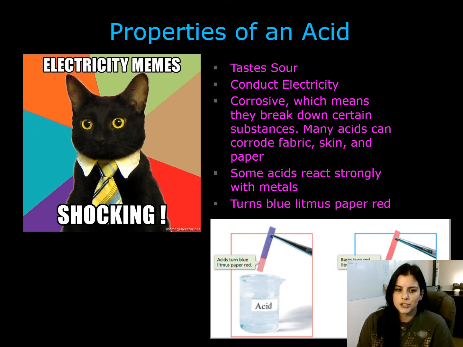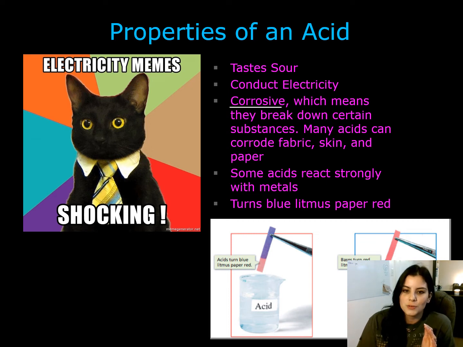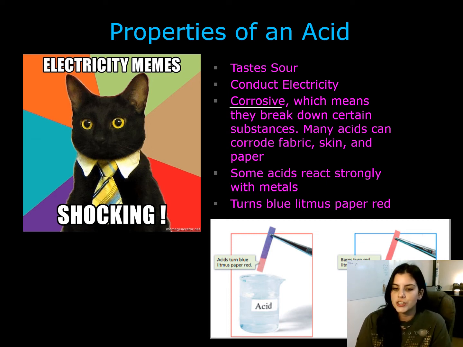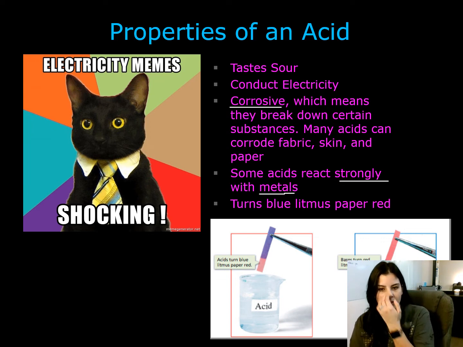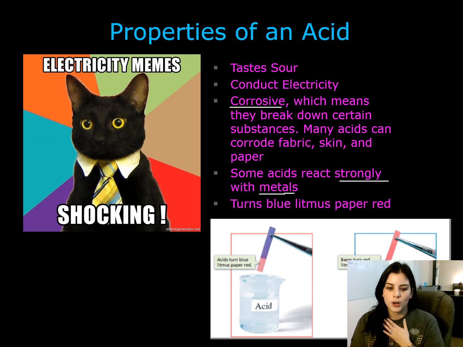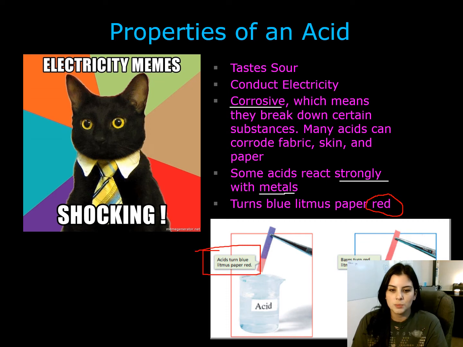They conduct electricity. Shocking. And they are corrosive. Acids are corrosive, meaning they break stuff down, like your skin. They can break down paper, and they also like to react with metals. They react strongly with metals, and they turn litmus paper red. Magical. Acids turn litmus paper red. You can see this beautiful picture down here. We got acids turning this blue paper indeed red.